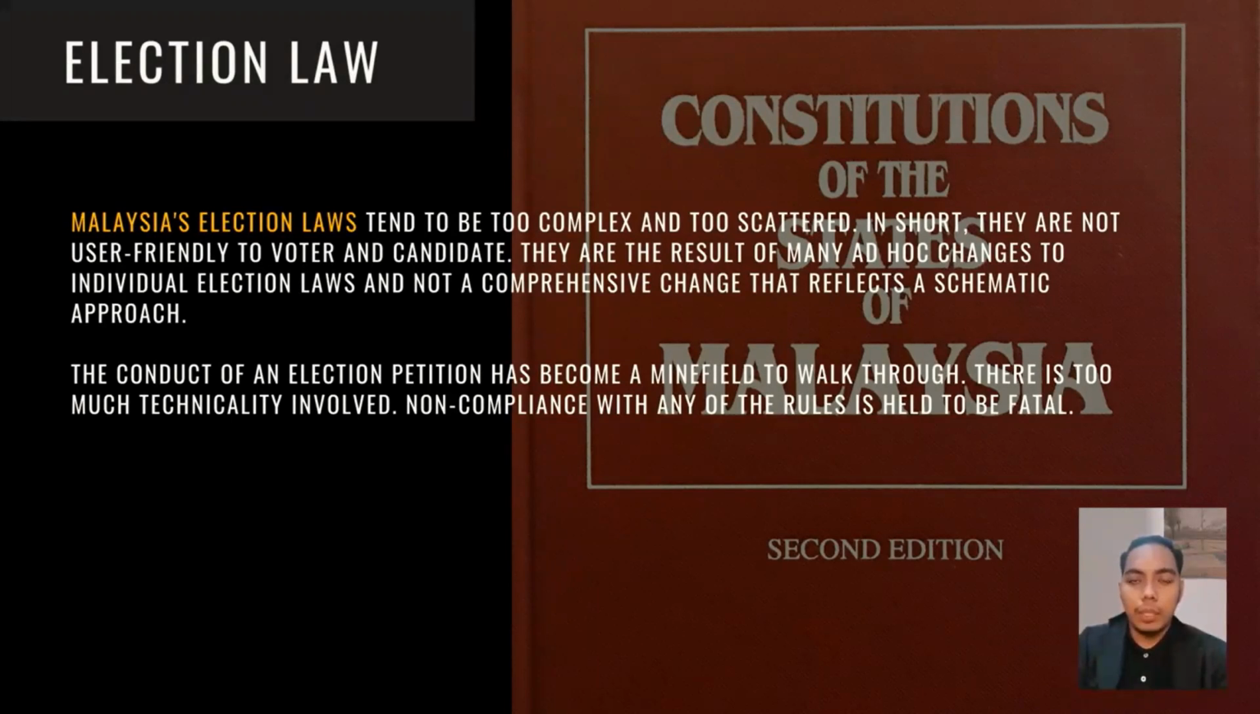The conduct of an election petition has become a minefield to walk through. There is too much technicality involved. Non-compliance with any of the rules is held to be fatal. Indeed, except for a few, most of the election petitions following the 1969 general election were dismissed on grounds of technicality or non-compliance with the rules. It is suggestive not merely of a very strict approach by the court, but also of the general complexity or lack of clarity of the rules contained in the Election Petition Rules 1954.